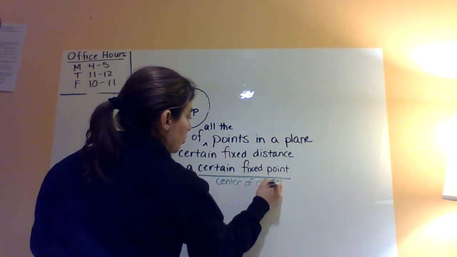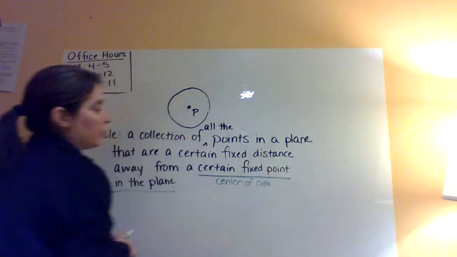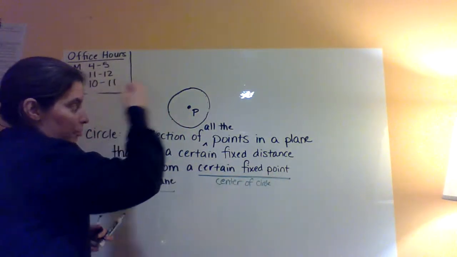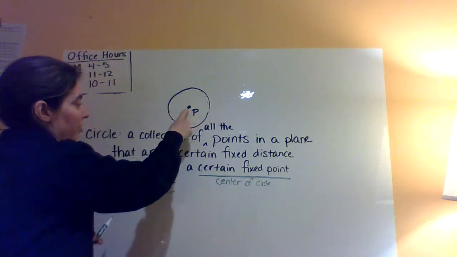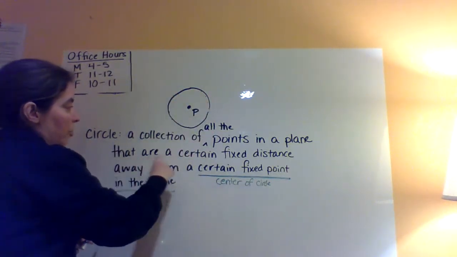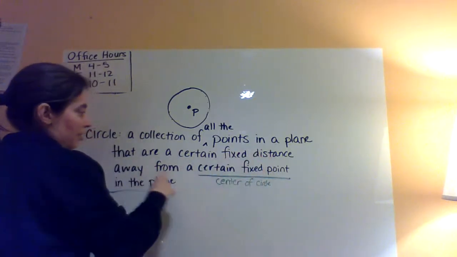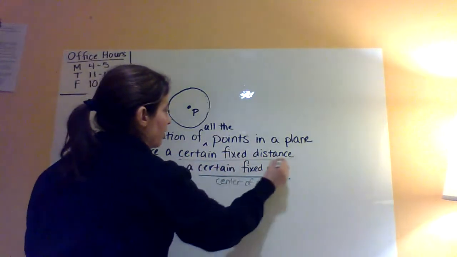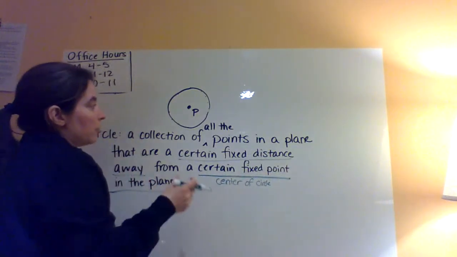So that's my fixed point, circle. That's where the dog's stake is. That's where my point is that I'm measuring from. So this is the center, okay? The circle is the collection of all the points that are a certain fixed distance away from that point.